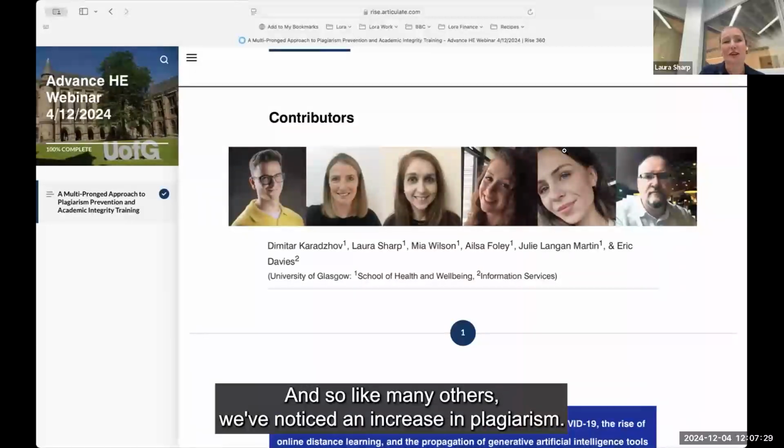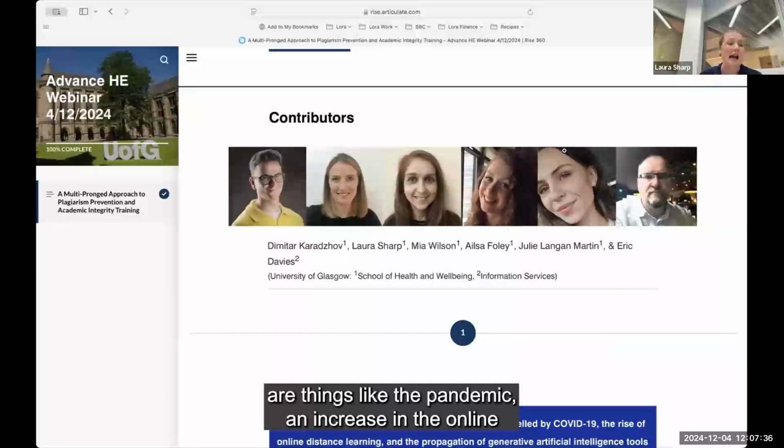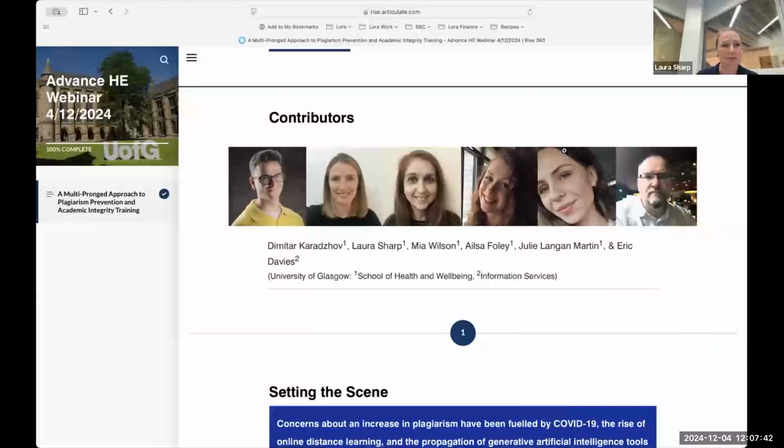So like many others, we've noticed an increase in plagiarism and suspect that some of the contributing factors are things like the pandemic, an increase in the online learning environments, and also the rise and evolution of GenAI, so generative AI tools, I should say.